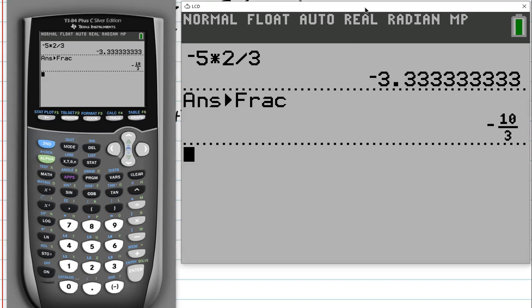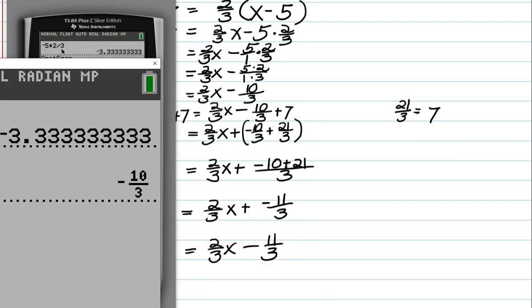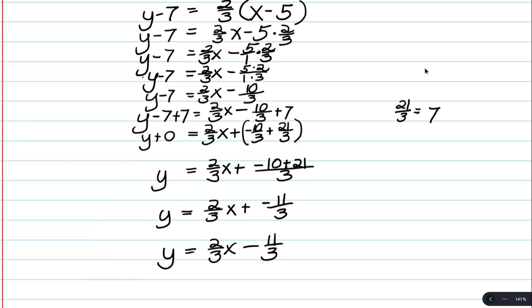Okay, I'm going to move this over here. And notice that's precisely what we got. Negative 10/3. 2/3 x minus 10/3 right here. Which allowed us to skip this step. We were able to go from here directly to here. Now, I add 7 to both sides, which gives me this, negative 10/3, and then I add 7 to it because I'm adding 7 to both sides.